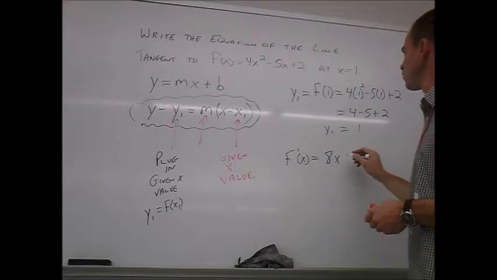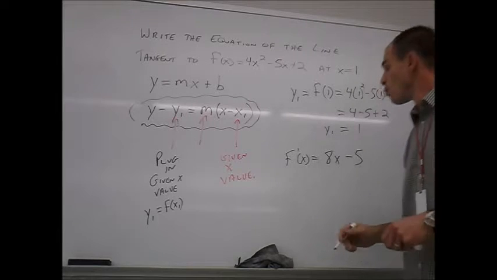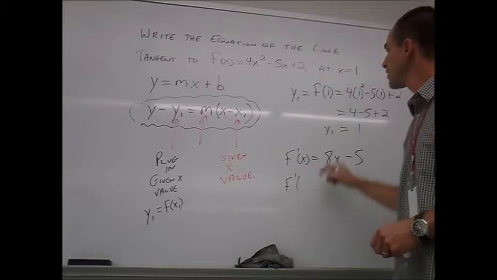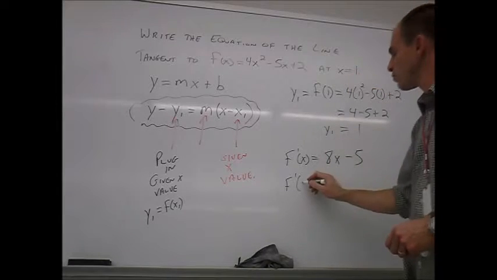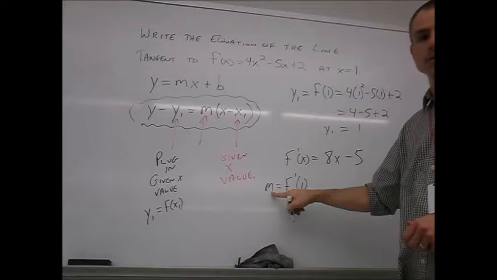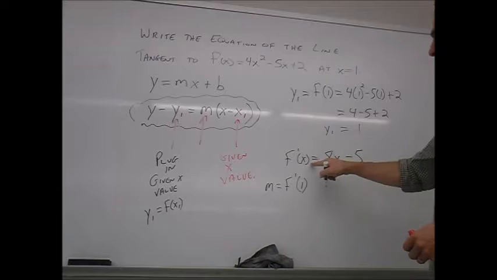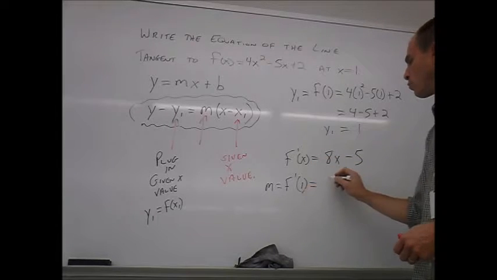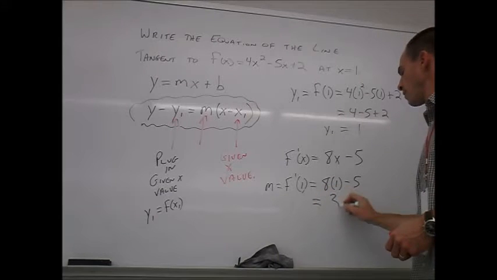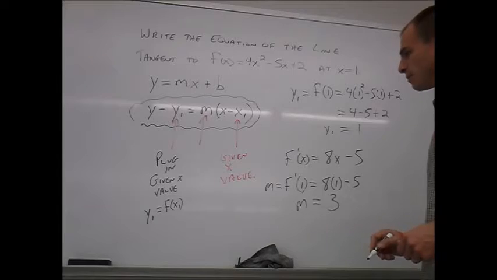All right, I'm guessing that you wrote down 8x minus 5. That's a good derivative. We're interested in the value of the derivative at the given x. Well, the given x is 1, so if we find f prime of 1, that is our slope. The derivative is the slope of the tangent line. Well, this is our derivative. We plug in the point. We have 8 times 1 minus 5. You all know that better as 3. So our m is 3.